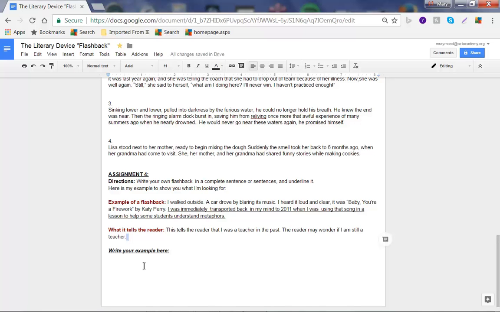Okay, write your example here. So you're going to write your example of a flashback of your life, your personal experience, something you remember, like maybe you smelled something, you're walking down the street and you smell hot dogs cooking by a street vendor or pretzels, and it immediately transports you back to the first time you ever went to the Franklin Institute, or the first time you ever walked to the Philadelphia Zoo or something like that.